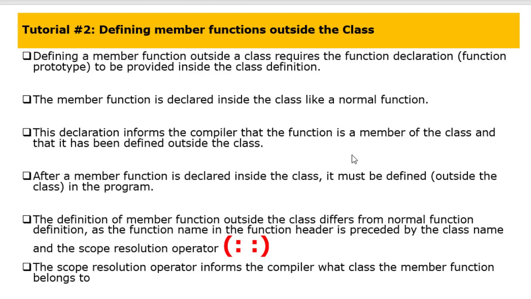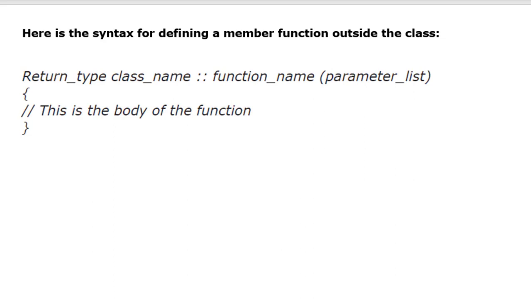Now, here is the syntax for defining a member function outside the class. We normally write the return type, then the class name, then the scope resolution operator, and then the function name. In the brackets, you may show the parameters list if there are any. Then you open a bracket and close a bracket. Between the brackets is the body of the function. It means here you show what the function is going to do.